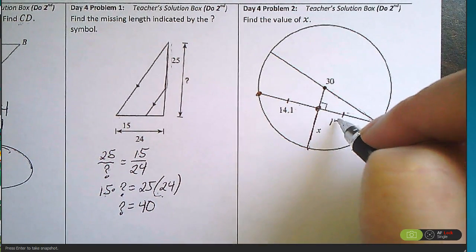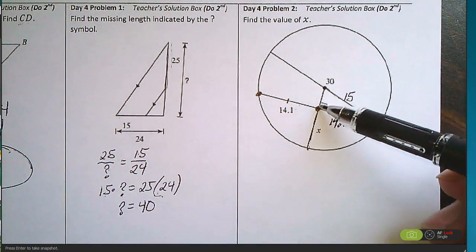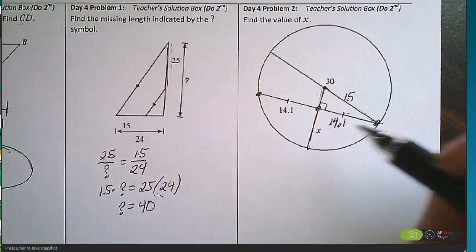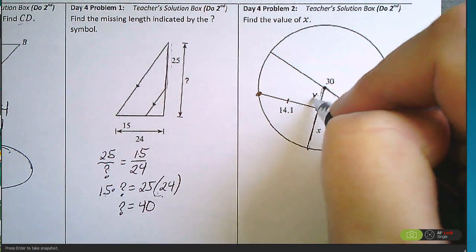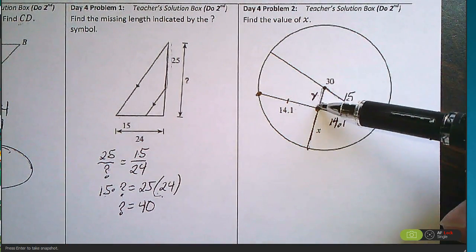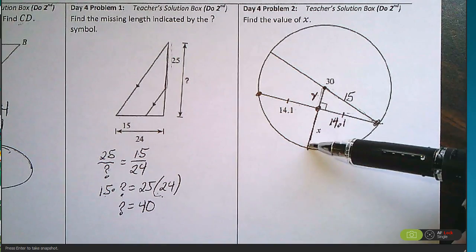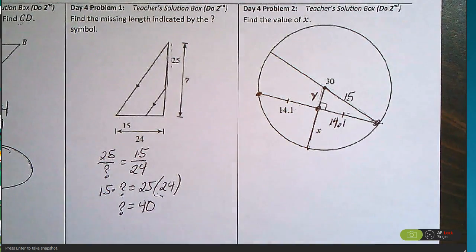That allows us to say that this is 14.1. The distance from here to here will be half of the diameter, which is 15. So we have a right triangle. We don't know this part right here. We could put a variable on that part. I'm not going to use x because x is located elsewhere. So how about we put the letter maybe y? The reason I'm doing this is because if we can find the value of y, we can then find the value of x. Because we know that this entire distance is 15. Whatever y is, we could subtract from 15, and that would leave us an answer for x.